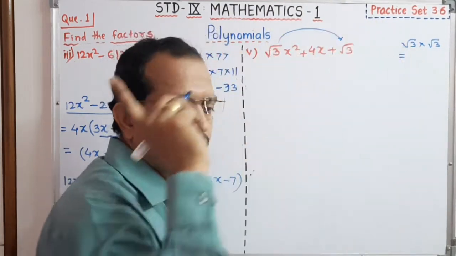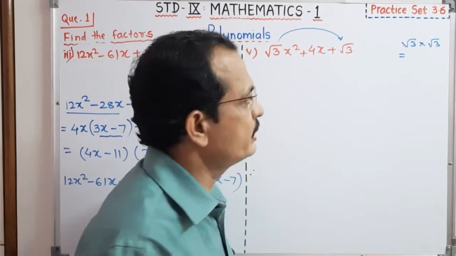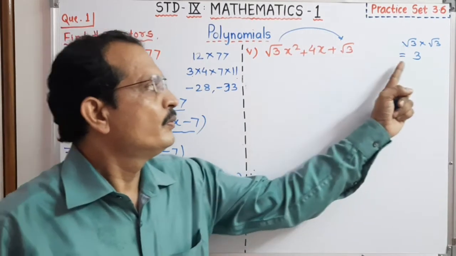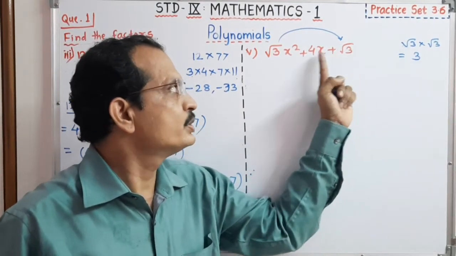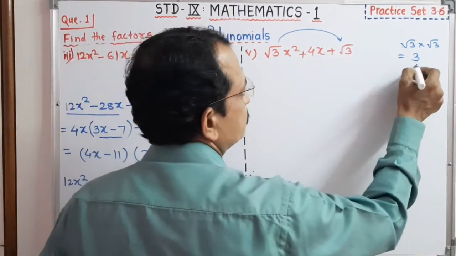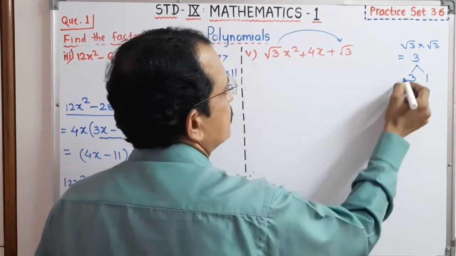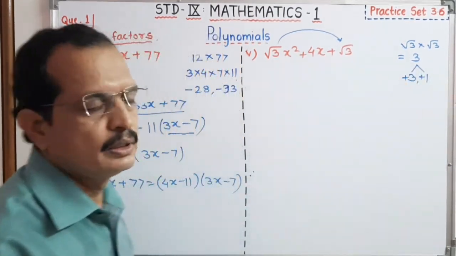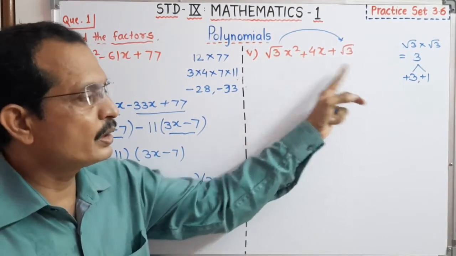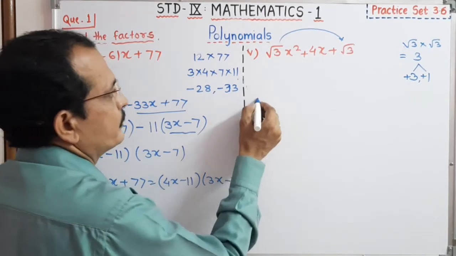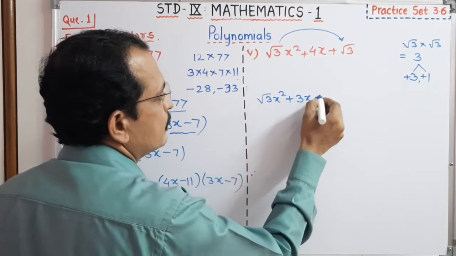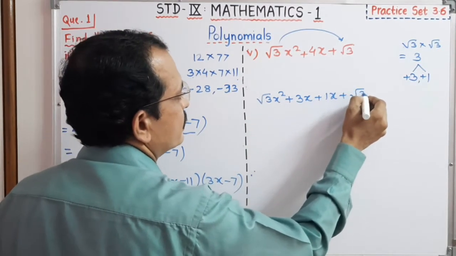This we learned in the second chapter. Root 3 into root 3. How much is it? It is 3. Now, dear student, factorize this 3 whose addition should be 4. Addition should be 4. 3 ones are 3. This is plus and here it is plus, therefore sign of the middle term to both. Now dear students, here I write root 3x square plus 3x plus 1x plus root 3.